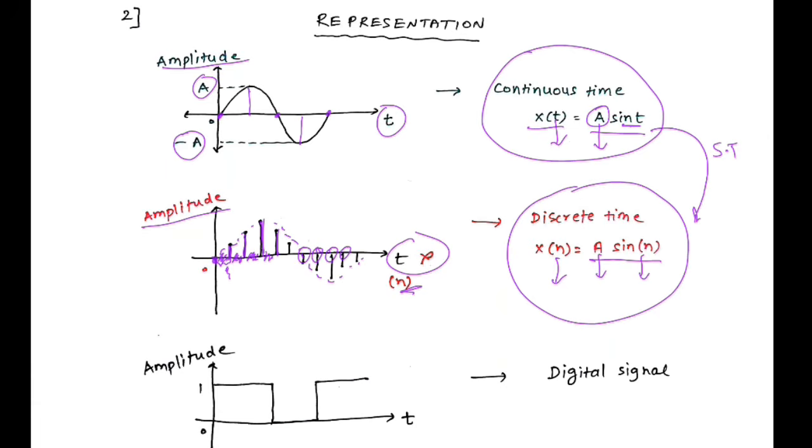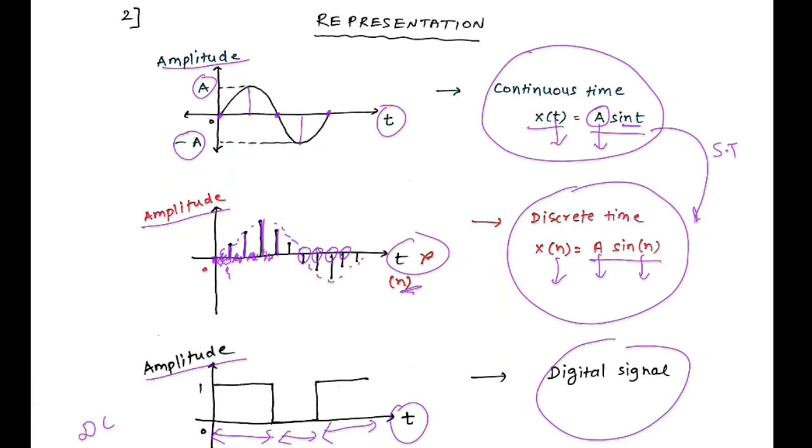So this was the representation of a discrete time signal, and this is the digital signal, as we have already seen in the previous slide, the DC voltage. This is the time, that is t, and this is the amplitude. As you can see, for some interval this DC voltage is on, for some particular interval it is off, and again it is made on. So this was about the representation.